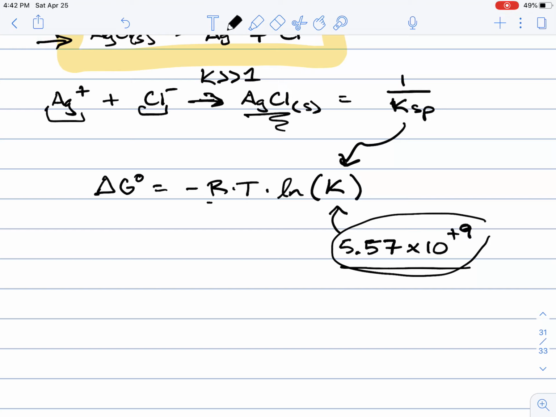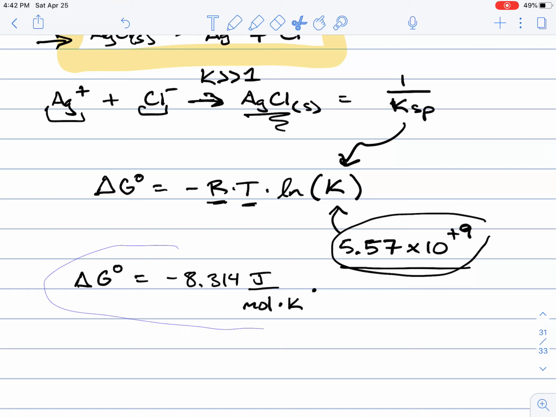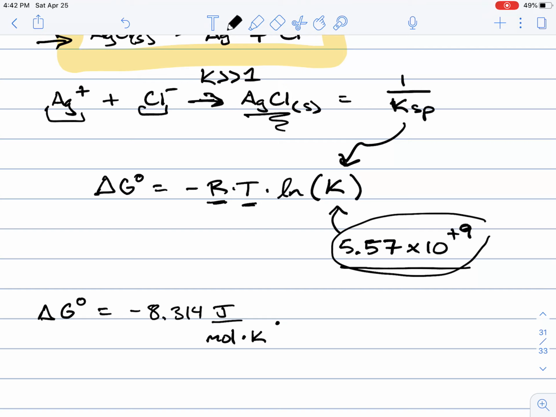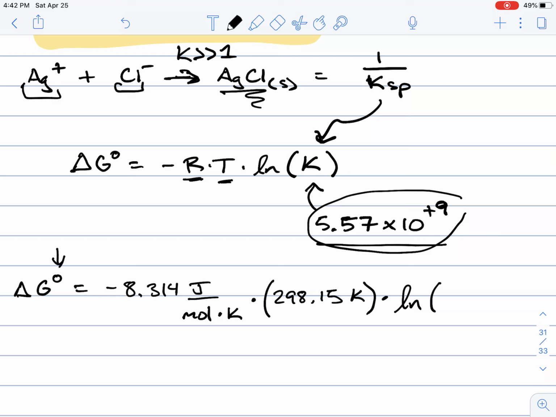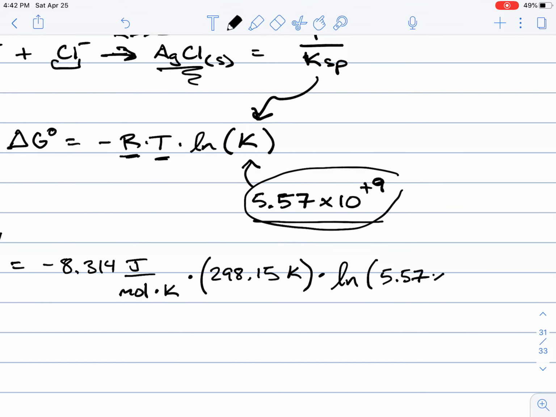And so in this case, we're going to plug in R and T. Here we have the change in free energy at standard conditions, delta G naught, equals minus 8.314 joules per mole Kelvin. The problem didn't state the temperature, however, since we're under standard conditions, this is going to be 298.15 Kelvin. And then we're going to multiply this by the natural log of 5.57 times 10 to the positive 9.